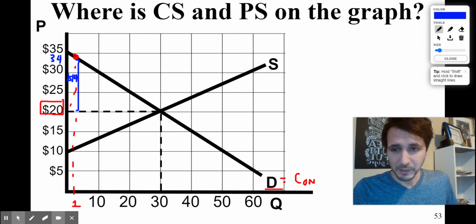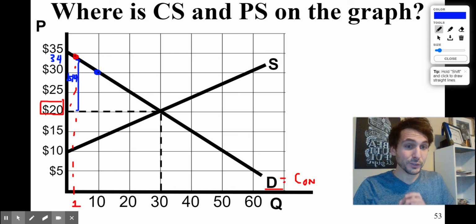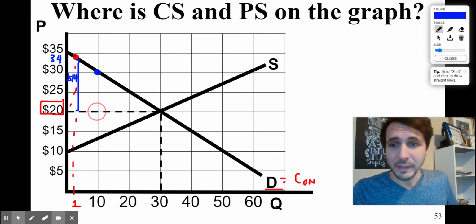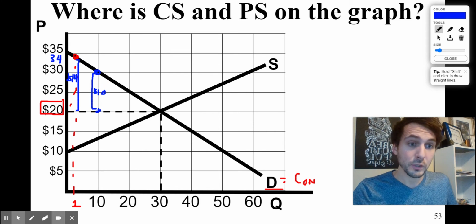If you're tracking along with me, 10 people are willing to spend $30, right? Do they have to spend $30? The answer is no. They're willing to spend $30, but they don't have to. They actually pay $20. So that distance there is going to be their consumer surplus, those 10. So it's going to be 30 minus 20, or $10 per person, which would be 10 times 10, or $100.